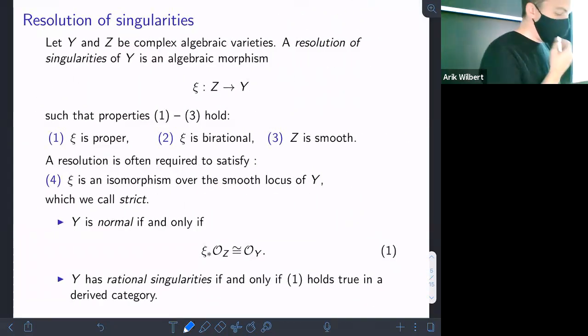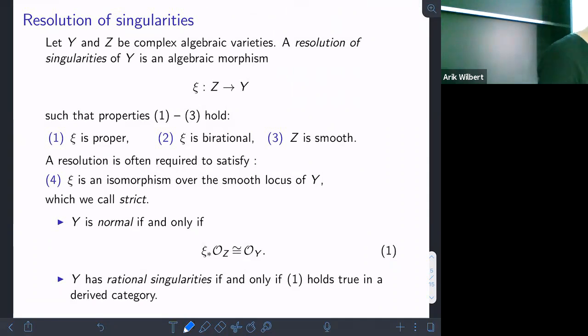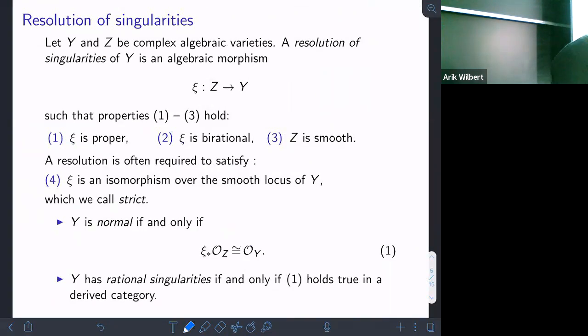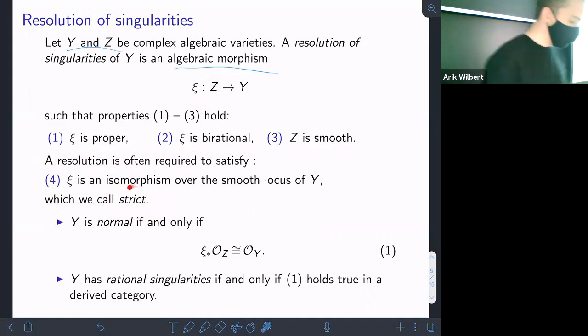Okay, so resolutions of singularities come up. So Y and Z are complex algebraic varieties. So what is a resolution? It's an algebraic morphism, called C, and it has to be proper, birational, and smooth. So that's one standard definition of a resolution of singularities. And often if you look in some algebraic geometry books, they'll define it to be an isomorphism over the smooth locus. And that's an important thing to have sometimes, and we'll call that a strict resolution.